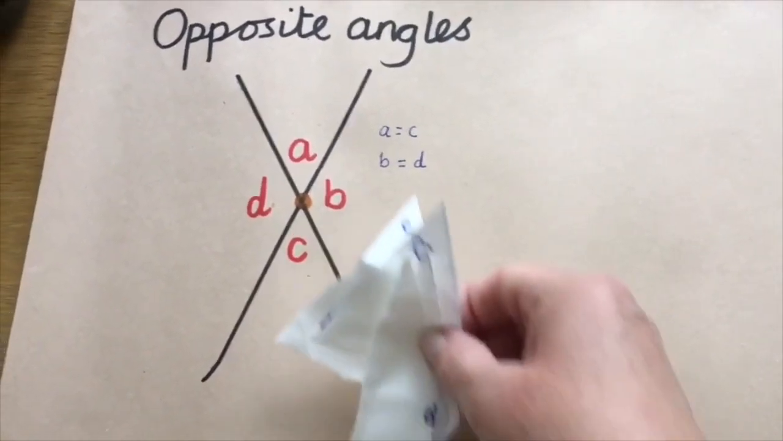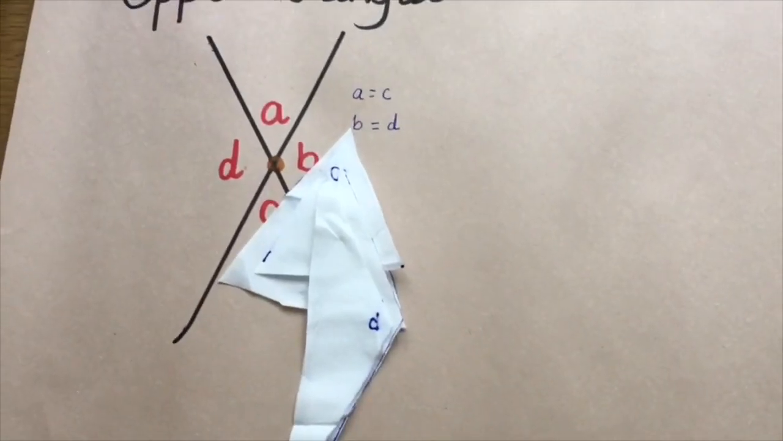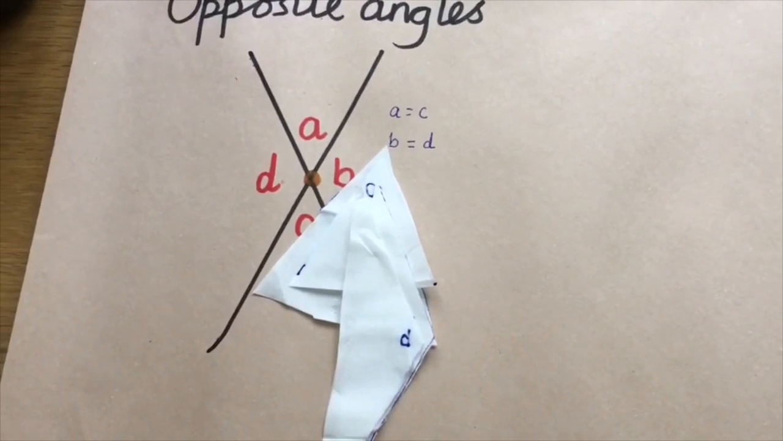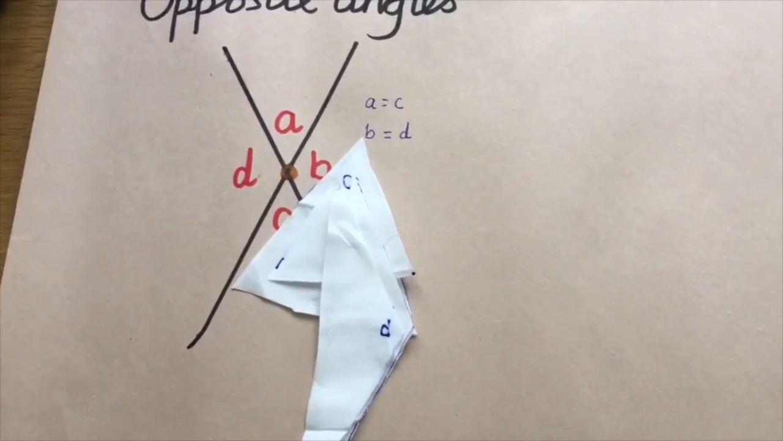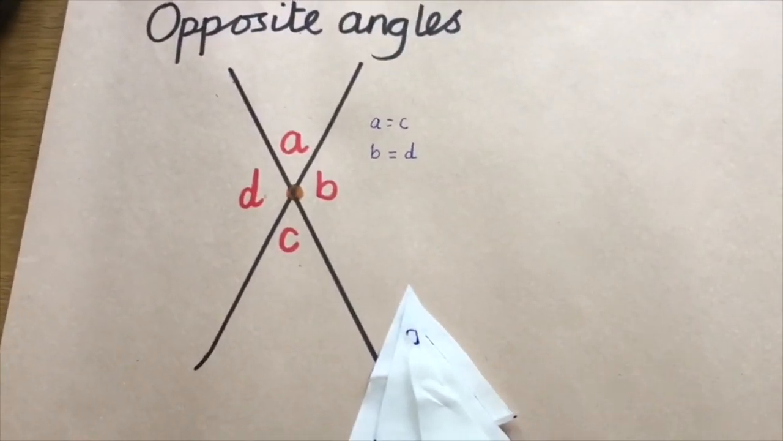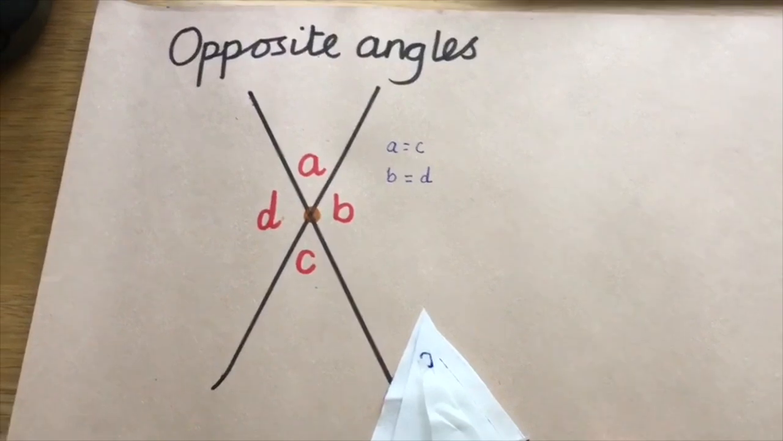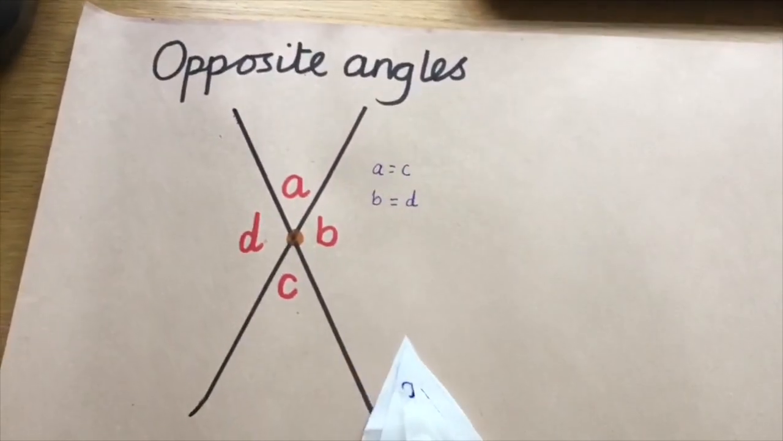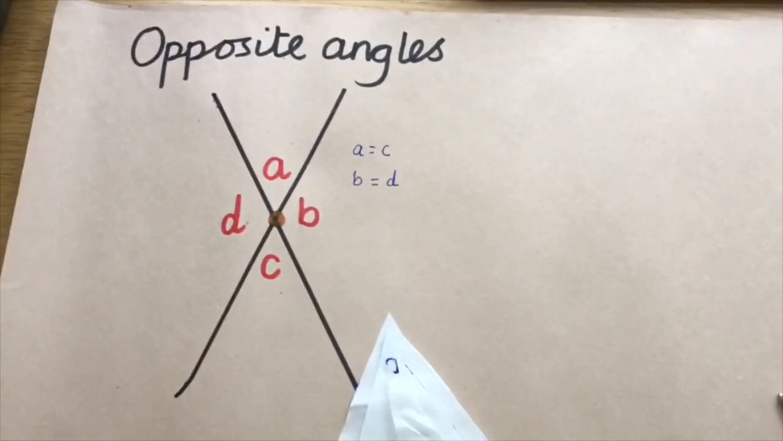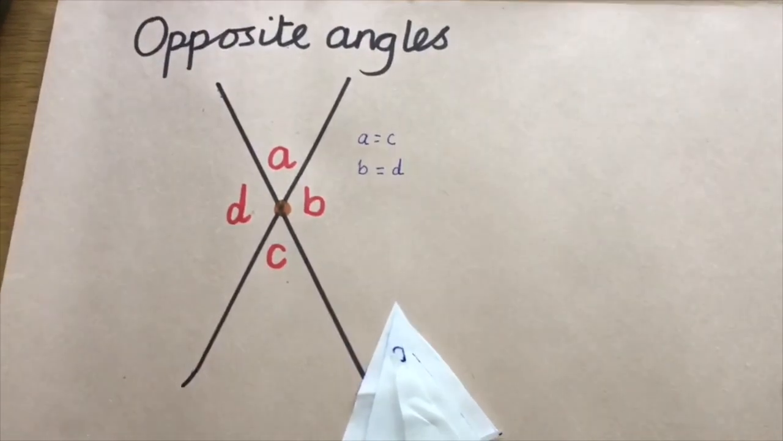And you could try my idea with the tissues if you haven't got tracing paper at home, or you might have baking paper, baking parchment in the kitchen. Ask a grown-up if you can use that. And just investigate, as I've done here, and see, is it true that angles that are opposite each other are equal in size? Because we'll need that information before we move on to the next part of the lesson.